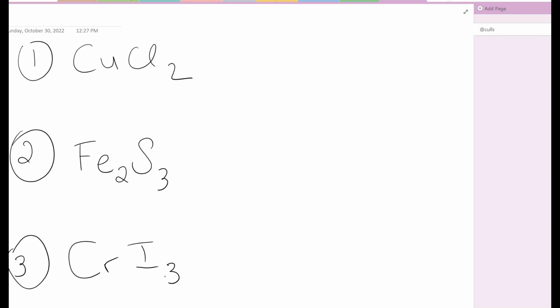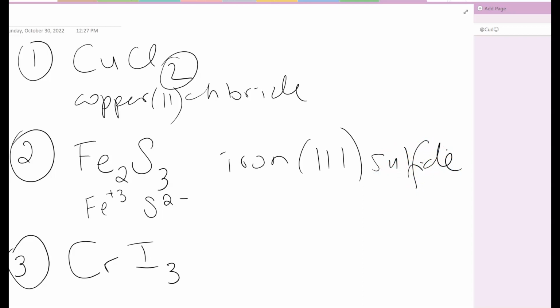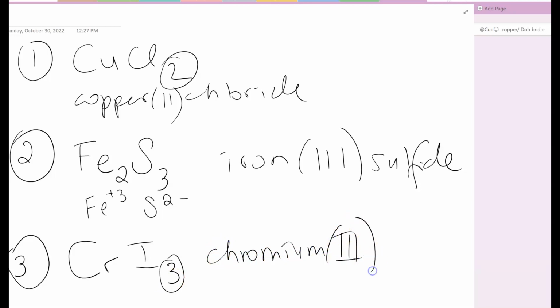All right, so hopefully you did that. Let's look. Copper chloride. Okay, we know that part. It's copper and it's chloride. Now for the Roman numeral, we know chloride is -1, there are 2, so we just put a 2 there. Fe2S3, so which means in order for this to happen, it looked like this, right? So then I know this is iron 3 sulfide. Same thing here, it's CrI3. I know iodine is -1. There are 3 of them, so it is chromium 1, 2, 3, iodide.